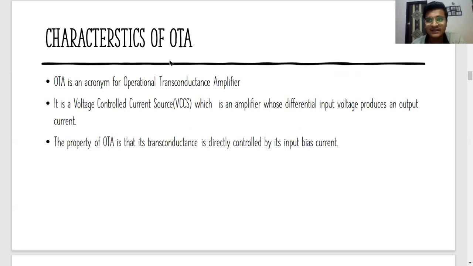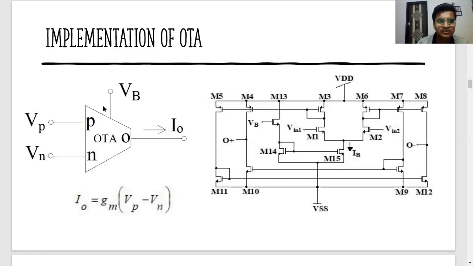Moving forward. So the analog building blocks which are used by us was OTA. OTA is an operational transconductance amplifier, which is a voltage controlled current source. And its property is that its transconductance is directly controlled by its input bias current. So this is the block diagram and this is the transistor implementation. And this is the equation which governs an OTA. The transistor model of all the blocks are done by us using the LT-Spice software.